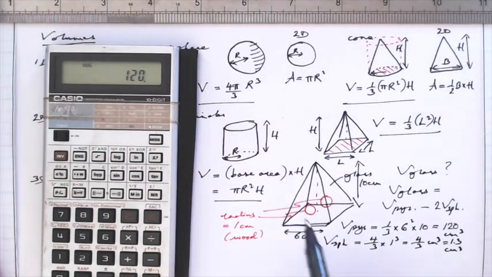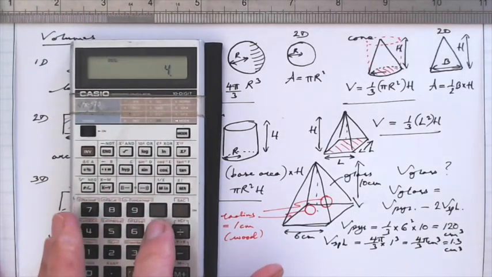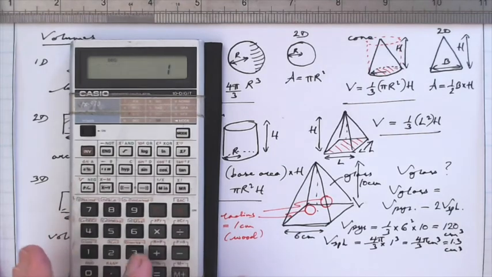Pi. Volume of a sphere is 4/3 pi times the radius cubed. So this is 4/3 times pi centimeters cubed. So 4 times pi divided by 3 is 4.2.